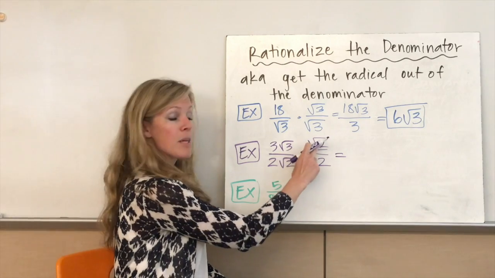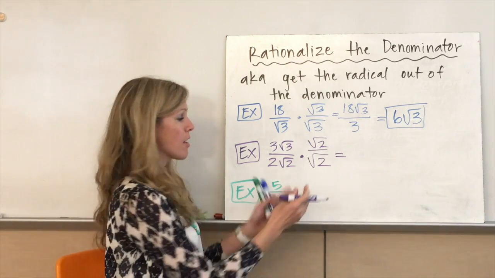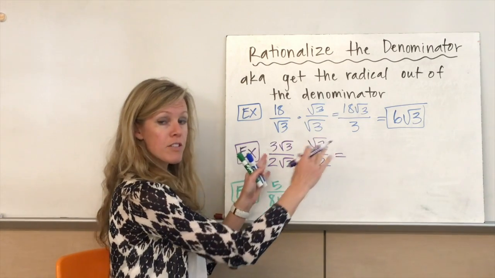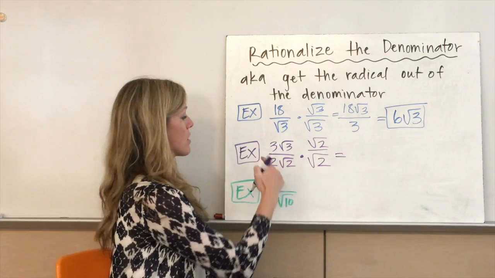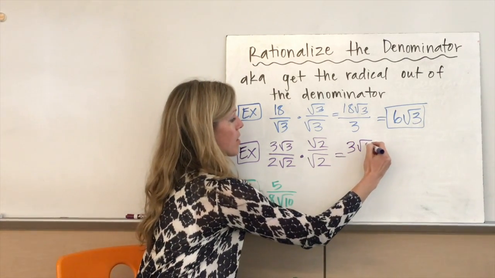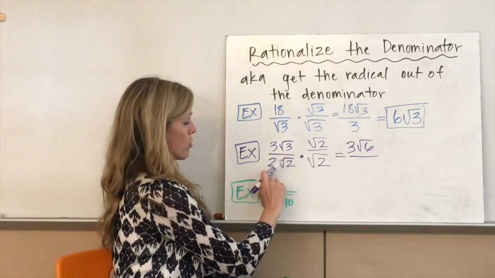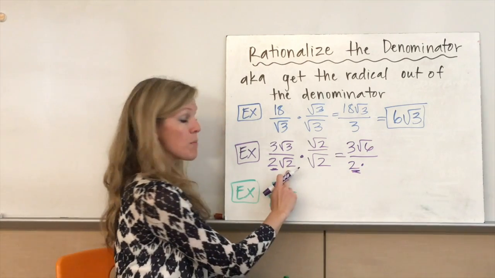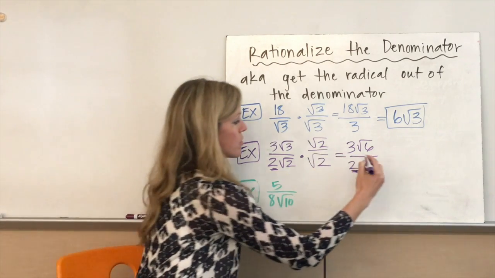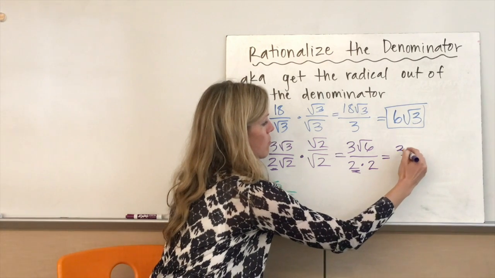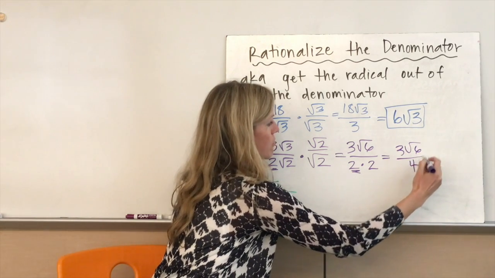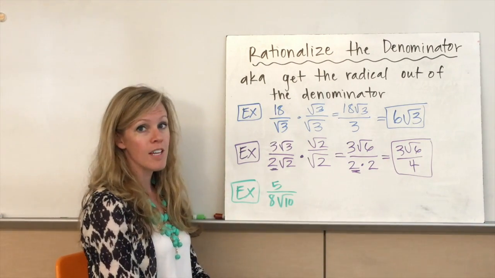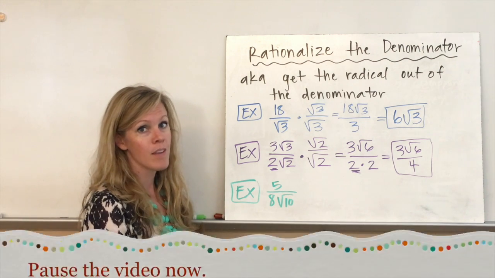3 times radical 3 times radical 2. If you remember from simplifying radicals, radical 3 times radical 2 is equivalent to the whole radical sign over 3 times 2, which equals radical 6. So we have 3 radical 6 over 2, this 2 right here, it's the same 2, times radical 2 times radical 2, which is also 2. So that leaves us with 3 radical 6 over 4. And that was a trickier one. Hopefully you got it right, or if you didn't, you're going back and correcting your notes right now.